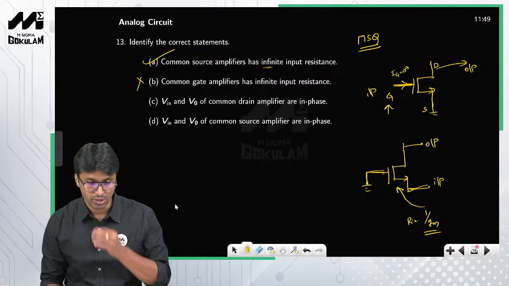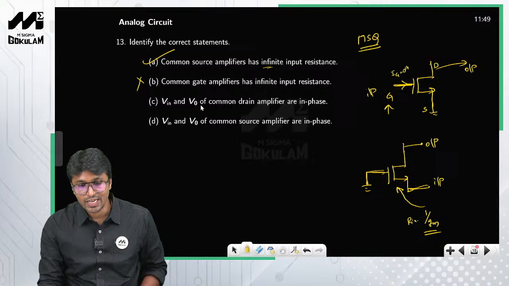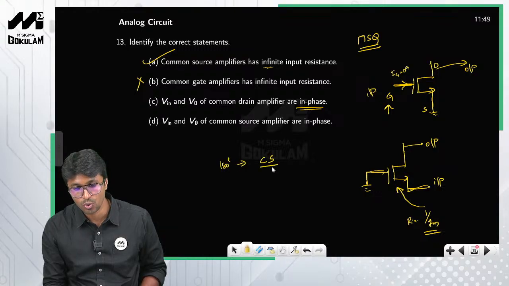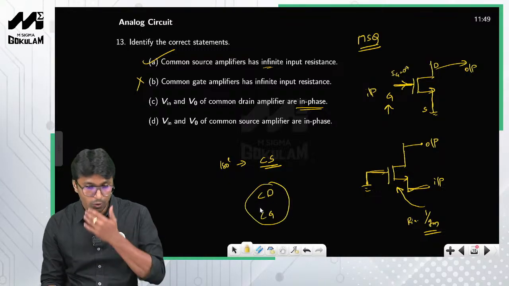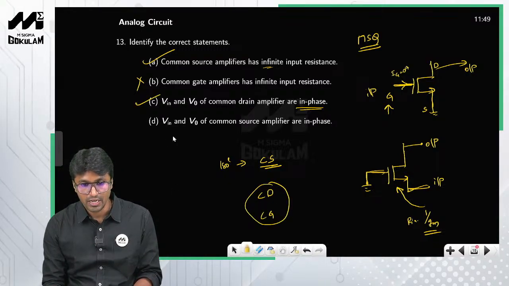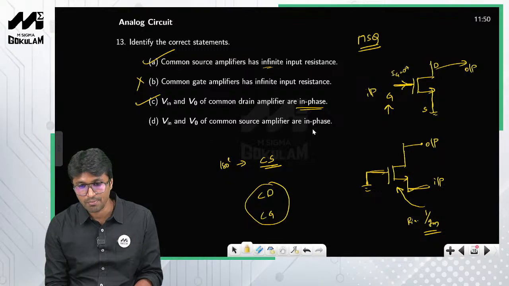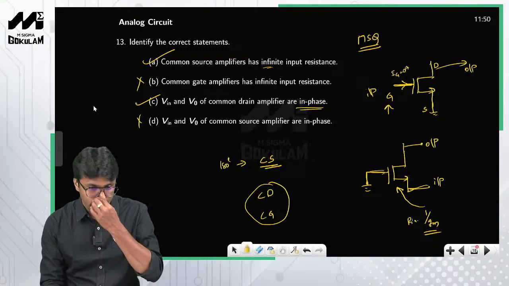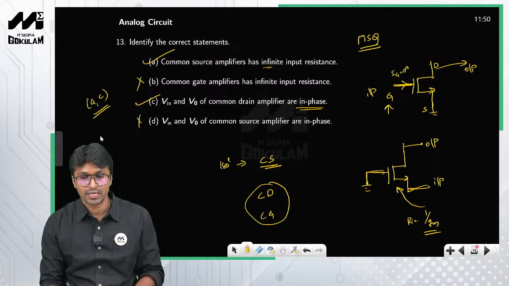This statement is false. Next, Vin and Vout of common drain amplifiers are in phase. We have a 180-degree phase shift only for common source amplifiers. For common drain and common gate, there is no phase shift between the input and output. So statement C is correct. Vin and Vout of common source amplifiers are in phase? No, they are out of phase by 180 degrees. So the correct options are A and C.